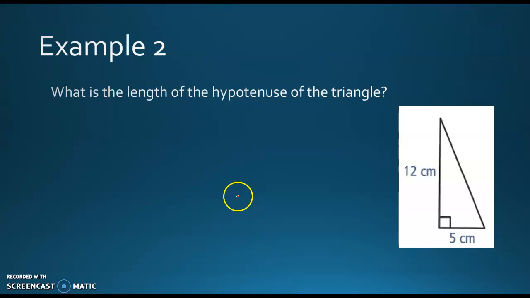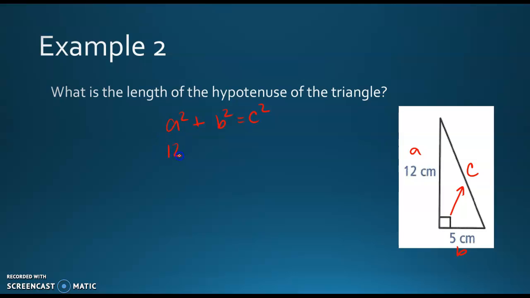What is the length of the hypotenuse of the triangle? So again, I always double check. There's my right angle. So here's my hypotenuse. I just tend to label them this way. You could change your label as whatever you want. You could do 5 for A and 12 for B. It's okay. All right, so A squared plus B squared equals C squared.